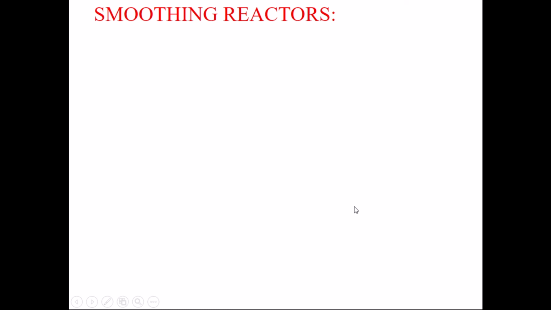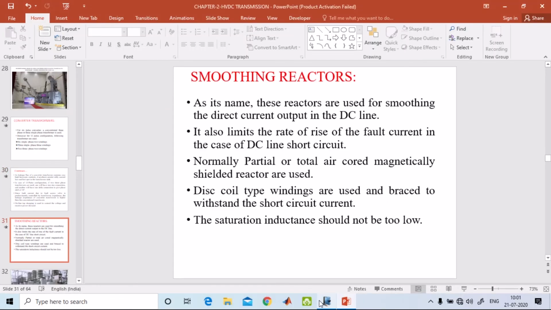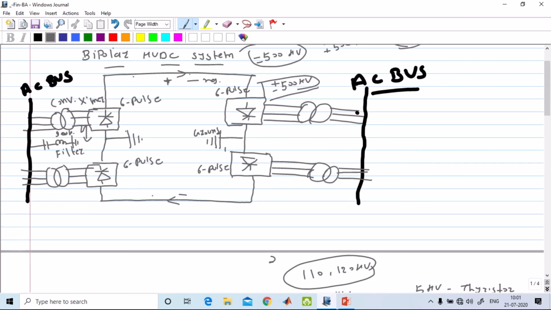The next component is the smoothing reactor. As you already saw in this figure of the HVDC system, here at the DC side we require the smoothing reactor. The purpose of this smoothing reactor is to smooth out the DC voltage, because the output of this 6 pulse converter is a pulsating DC like this. If you see the operation of a 6 pulse converter or 12 pulse converter, this is not a constant DC, it is a pulsating DC. So to smooth out this DC voltage, we require the smoothing reactor at the DC side.